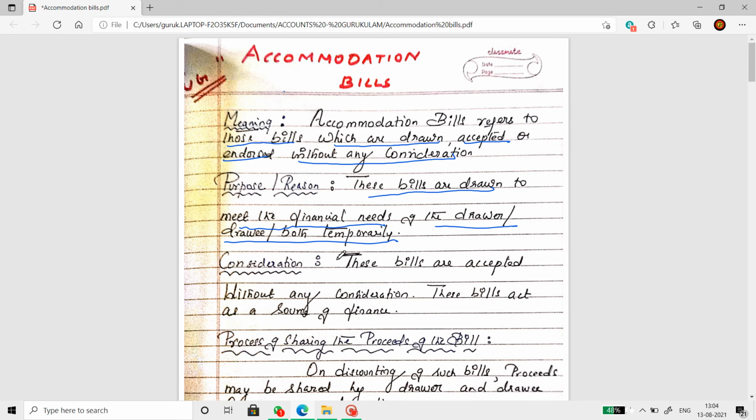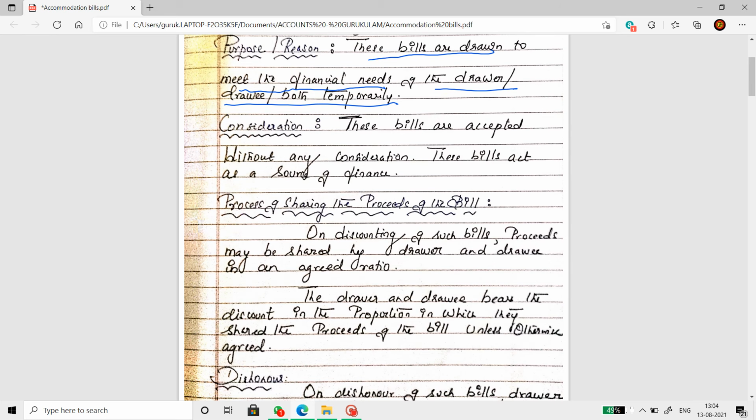These bills are accepted without any consideration. Very important point to be noted: there is no consideration when an accommodation bill is prepared. These bills act as a source of finance. They are made just to generate money. Right? Now, the process of sharing the proceeds of the bill.